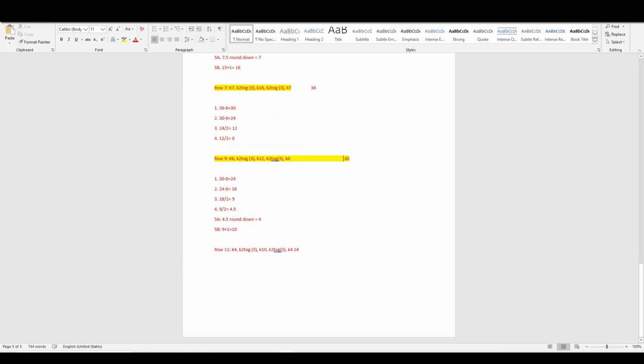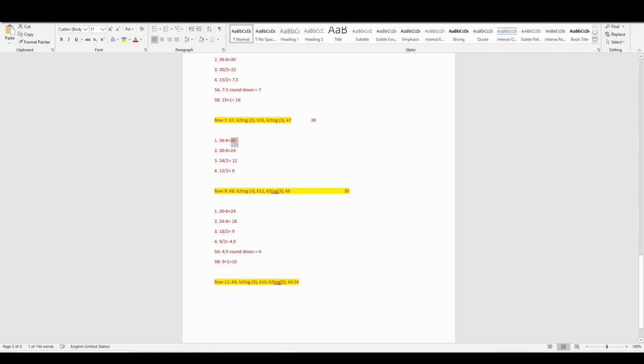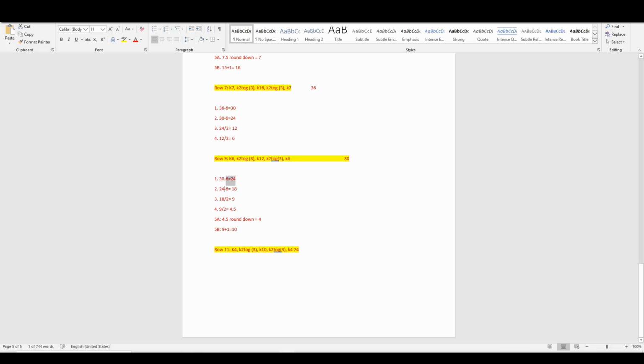Okay. And then finally, the last one, row 11, apply the same things. We're going to take our new G. Our new G from the previous row is 30. 30 minus E. E was 6 equals 24. 24 minus E. E was 6 equals 18. 18 divided by 2, a fixed number, equals 9. 9 divided by 2, 2 is a fixed number, equals 4.5. 4.5 is a decimal. Decimals you round down, so we apply 5a. 4.5 equals 4. And 5b, you take I, which was 9, plus 1. 1 is a fixed number, equals 10.